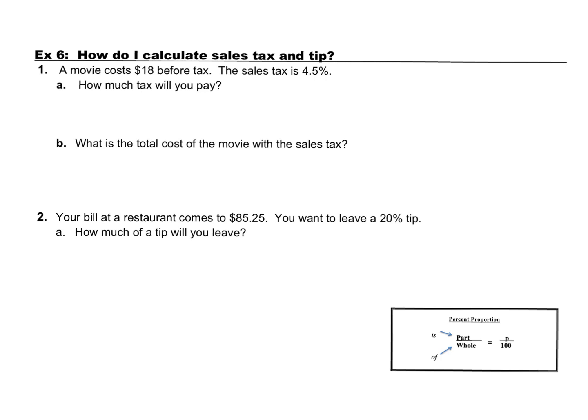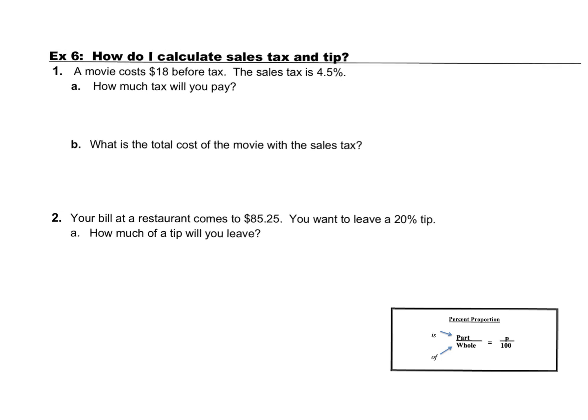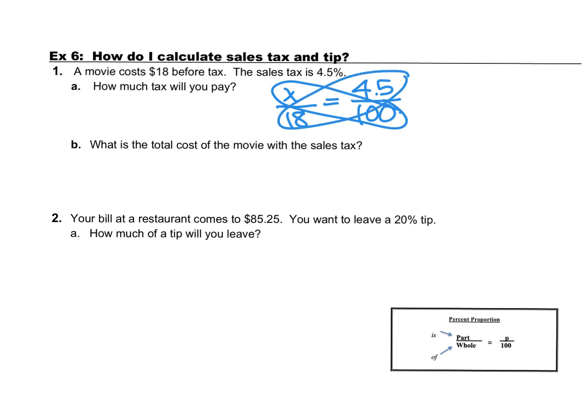So a movie cost $18 before tax, and the tax is 4.5%. So what we're looking for then is, what is 4.5% of 18? So I'm going to put the 4.5 all over 100, because that's my percentage, and then my whole is 18. So we're going to cross multiply, and we're going to divide. And when you do that, you get 81 cents. So now the 81 cents is the tax.